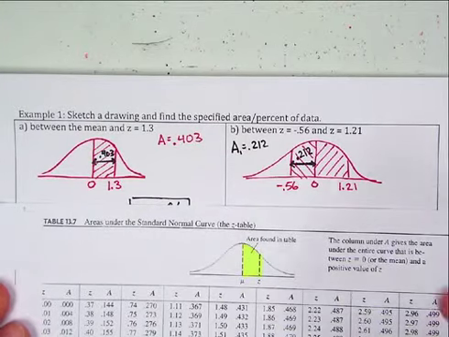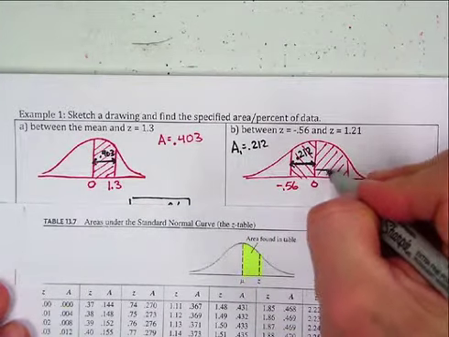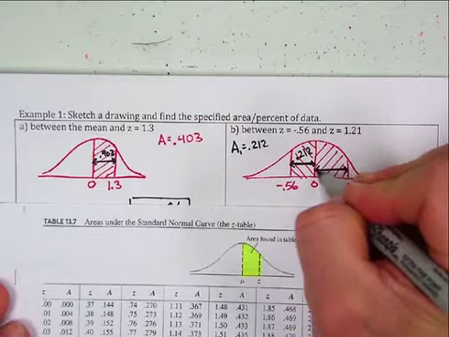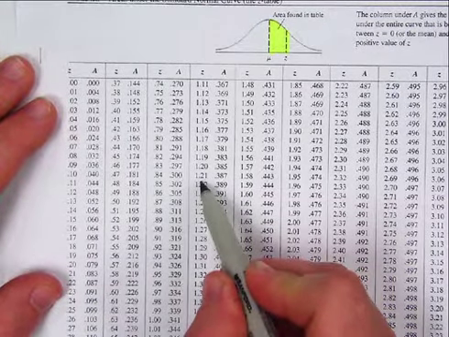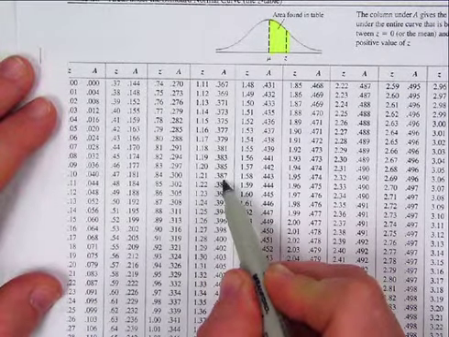And now we want to find our second area. It's from the mean to the z-score. I'm going to look up 1.21. You can see it's right here. Z of 1.21 gives an area of 0.387.